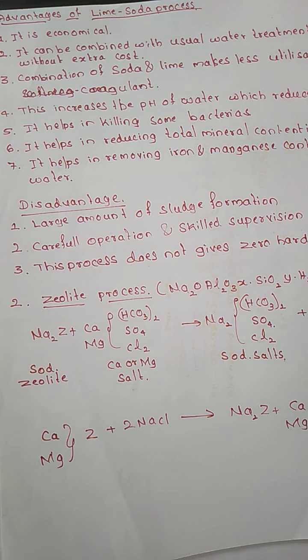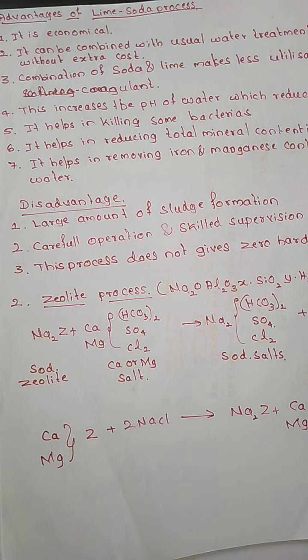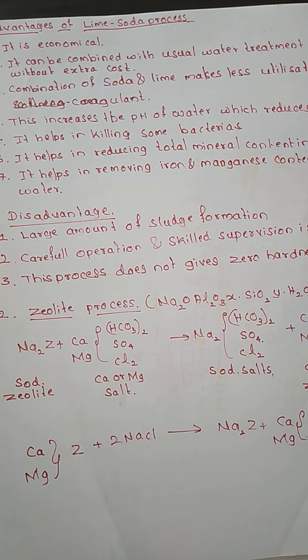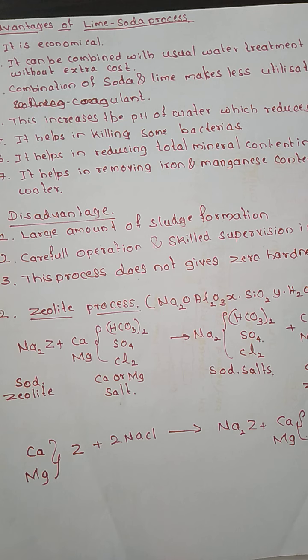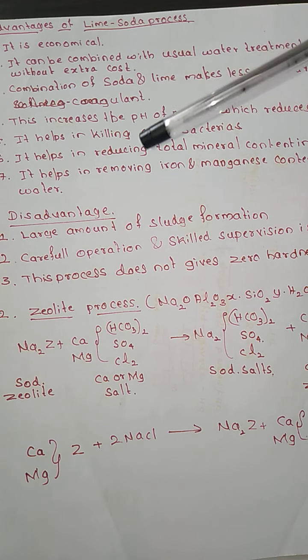Then the advantages of lime soda: it is economical, and it can be combined with the usual water treatment method. Combination of lime soda results in less utilization of coagulant. It increases the pH of water, which reduces corrosion, and it helps in killing some of the bacteria. It helps in reducing the total mineral content in water and in removing iron and manganese. Disadvantages: a large amount of sludge is going to form, careful operation and skilled supervision are required, and this process does not give water of zero hardness. So this is regarding your lime soda process.